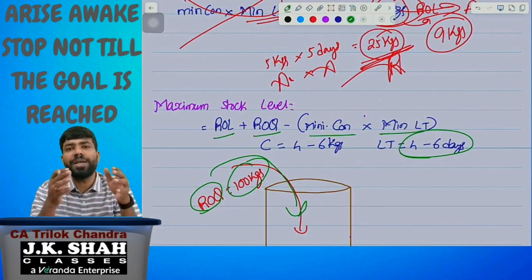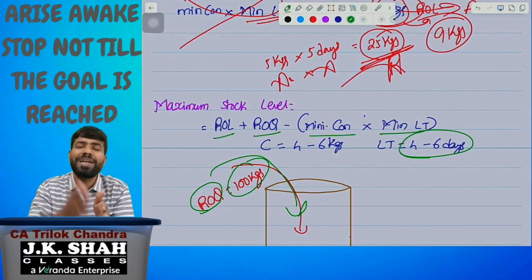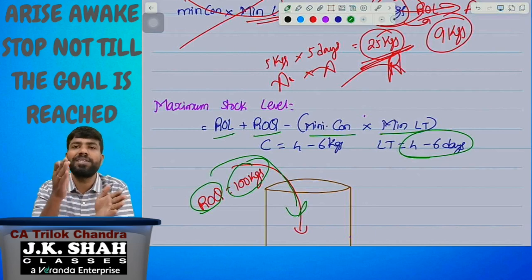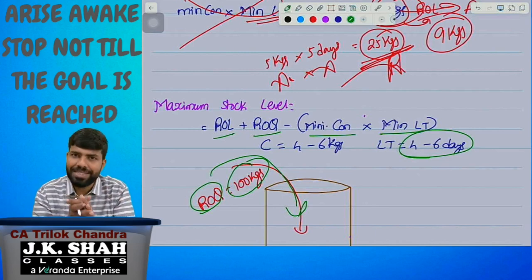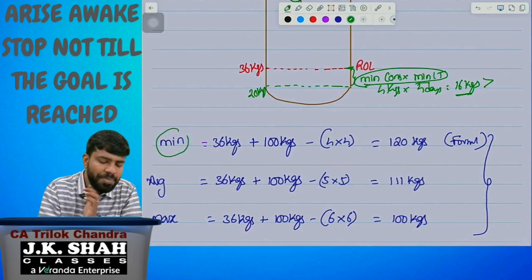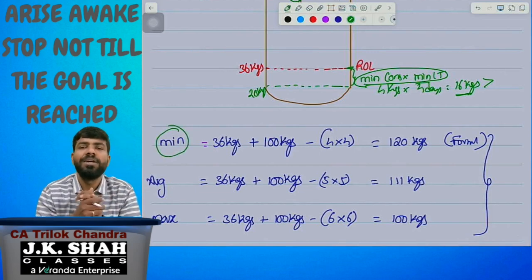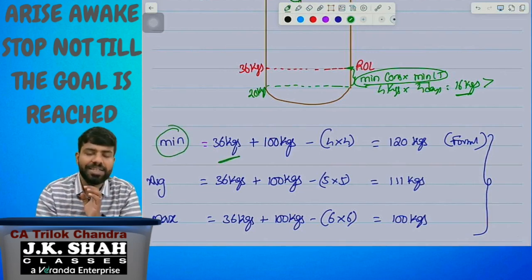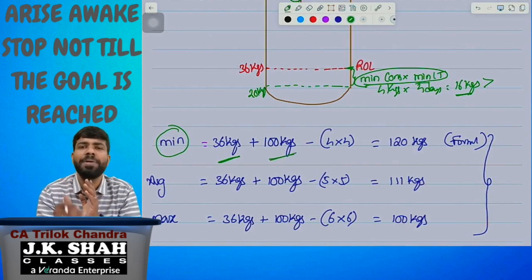minimum lead time. Why do we need to take minimum consumption to minimum lead time? Why not maximum consumption, maximum lead time? Why not average consumption, average lead time? Please understand. Look here. When we take the minimum details, reorder level is 36 kgs, reorder quantity is 100 kgs, minus minimum consumption 4, minimum lead time 4, totally 16.